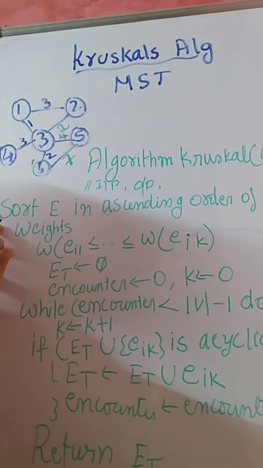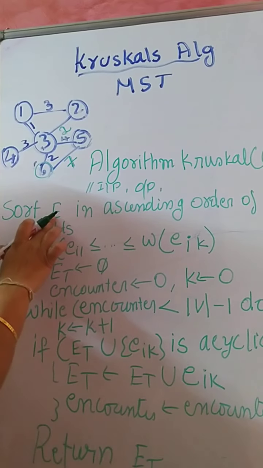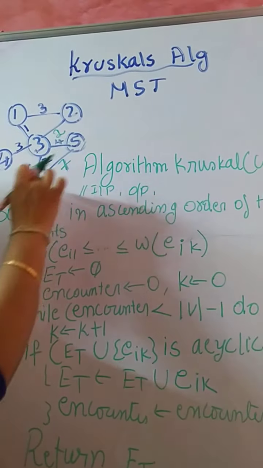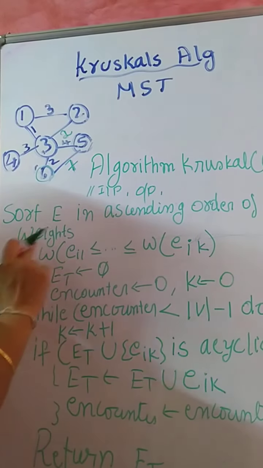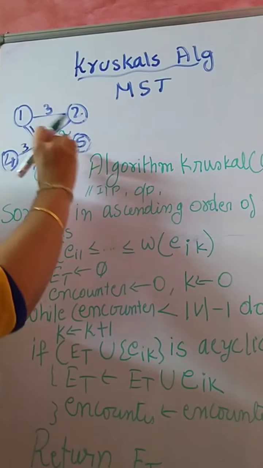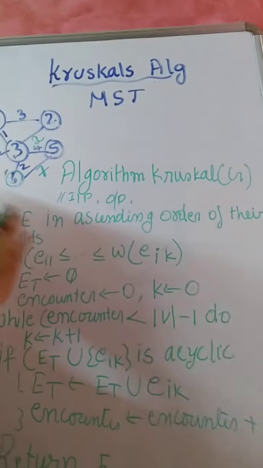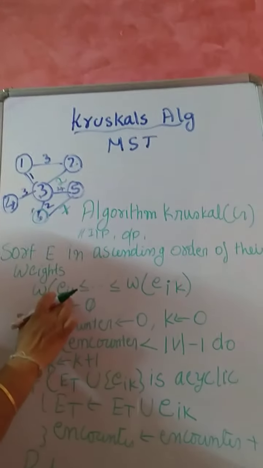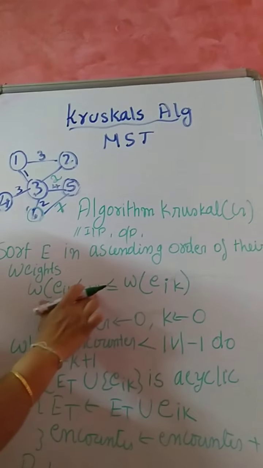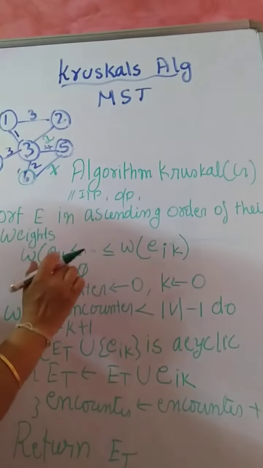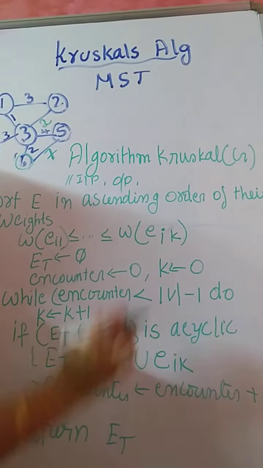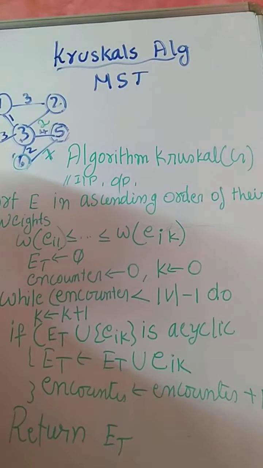So initially what we have to do is sort all the E, capital E, which is nothing but the set of all the edges. Sort them in the ascending order of their weights. Whichever has a lower weight will come first. Like that you arrange them in ascending order: E1's weight should be less than or equal to E2's, like that, up to En. Whichever edge has the highest weight will be at the end.